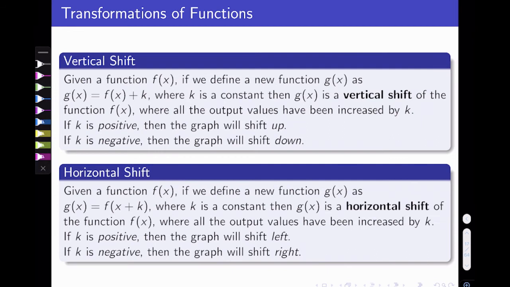Alternatively, if we want to make a horizontal change to f, the new function g of x, which is defined as f of x plus k, notice now the k is inside the function notation, so these are adding two x values together. Then g of x is a horizontal shift of f of x. So here the difference is going to be that if k is positive, the graph is going to shift to the left, and if k is negative, the graph will shift to the right.